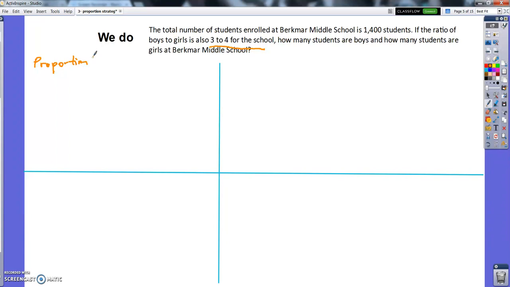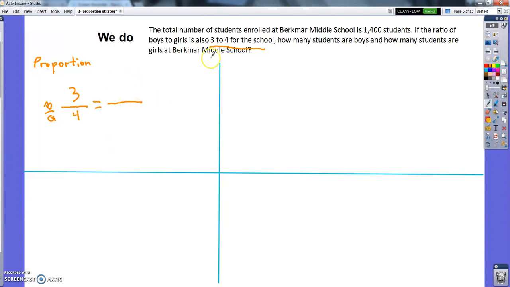So in my proportion here, let me write that so you can read it. Proportion. When I set up my proportion, remember what I'm setting up is 2 equivalent ratios shown as fractions, 2 equivalent fractions essentially. The ratio I'm given is the ratio of boys to girls is 3 to 4. 3 to 4, boys to girls.